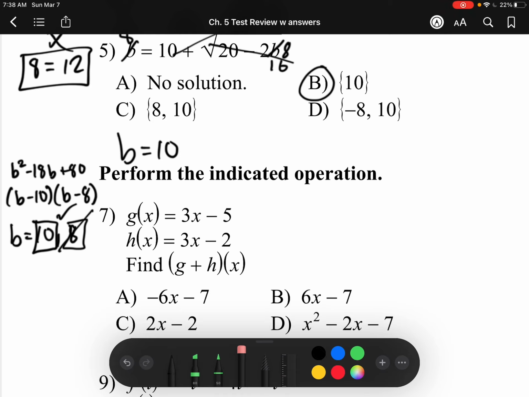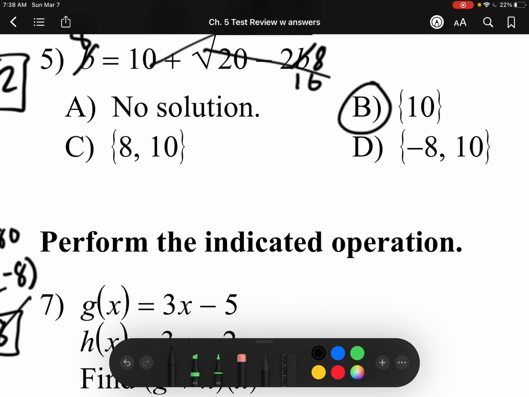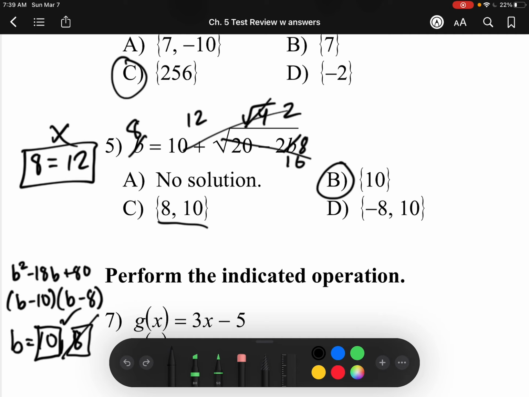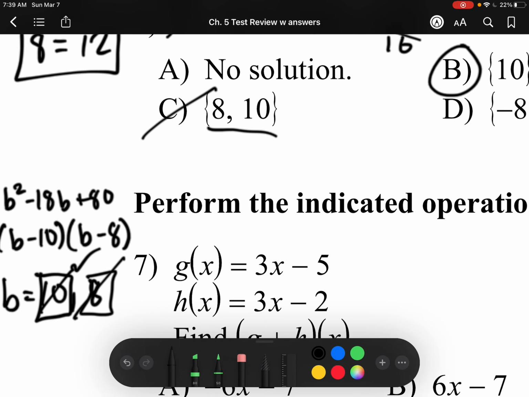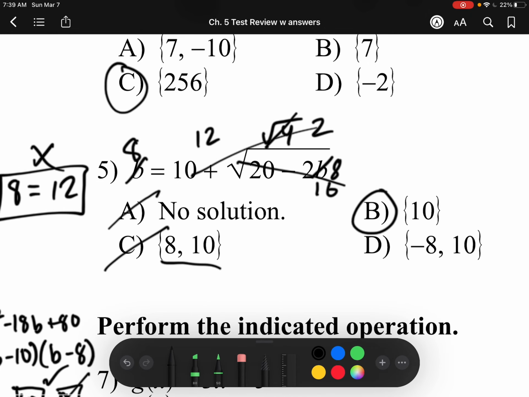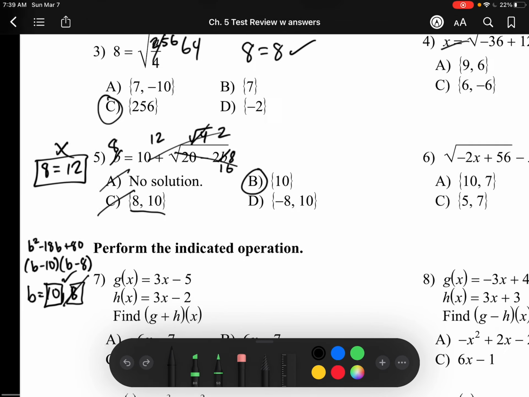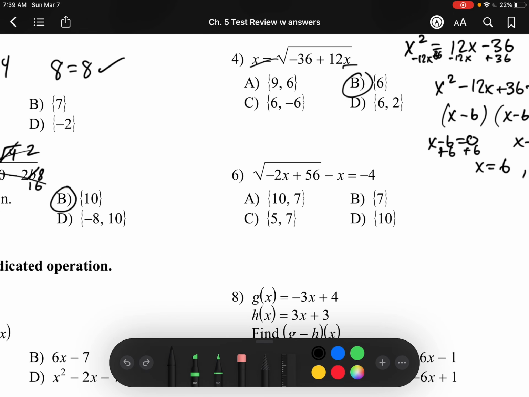And this is why you have to check for extraneous solutions every time, because there were actually three possible answers you could have gotten at the end. You could have gotten 8 and 10, right? Because that's what we got. However, when we checked for extraneous solutions, we saw that 8 is not a solution, so it couldn't be C. No solution was a possible answer if 10 had not checked out, right? But 10 did check out, so this was not an answer either. And that left us with just the answer being B, 10. So it's important to check for extraneous solutions. Make sure to do that on your test.